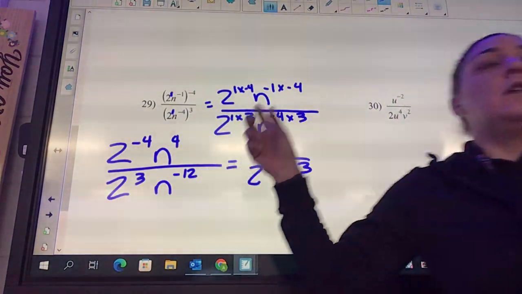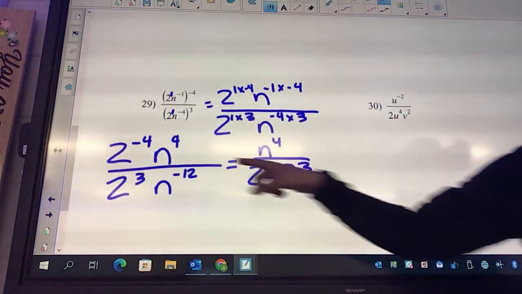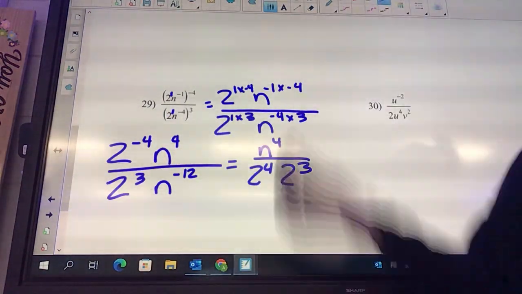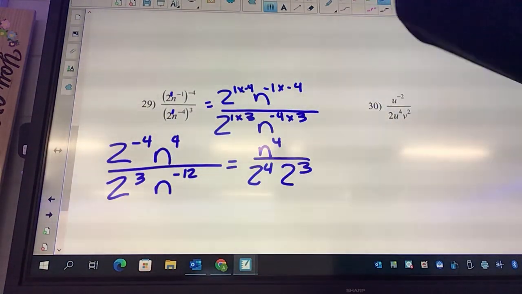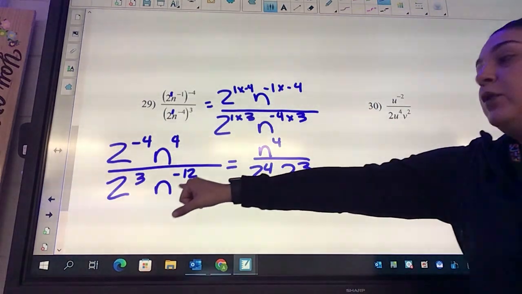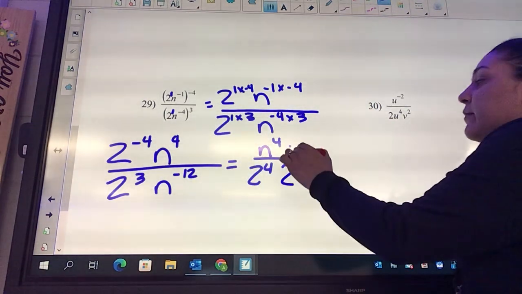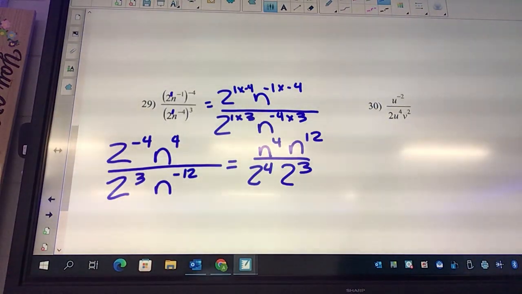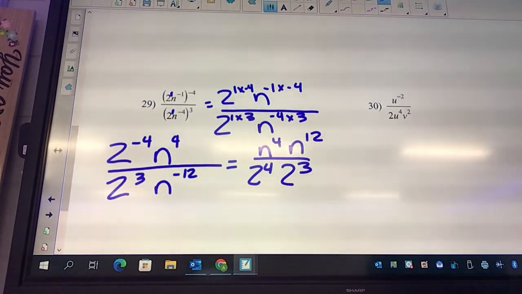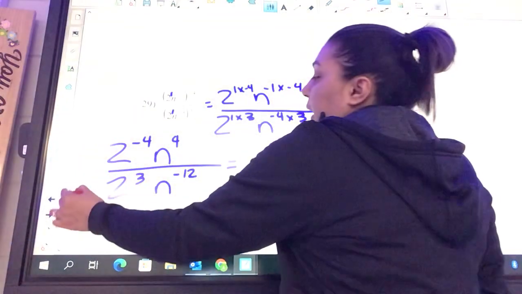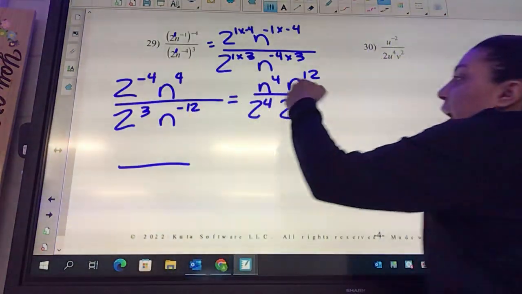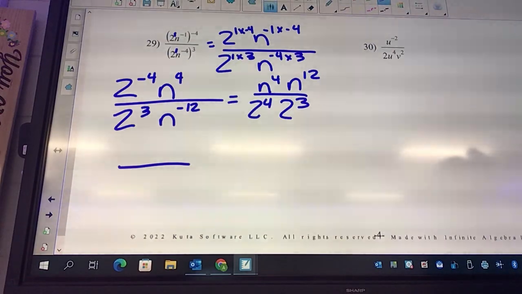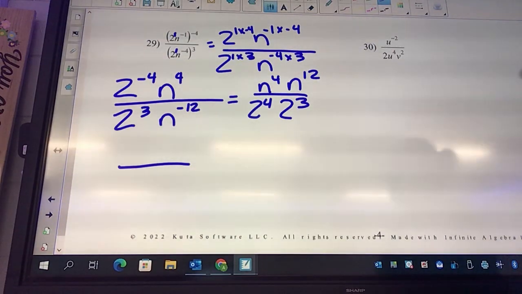Okay, so this is where some of you guys get confused. So negatives, we need to move them. Like if they're on the top, you move them to the bottom. If they're on the bottom, you move them to the top. So this one needs moved to the top in order to make it a positive. Okay, and now we can just put these together. So I have an n to the 4 and an n to the 12. That's going to give me an n to the what? 16.